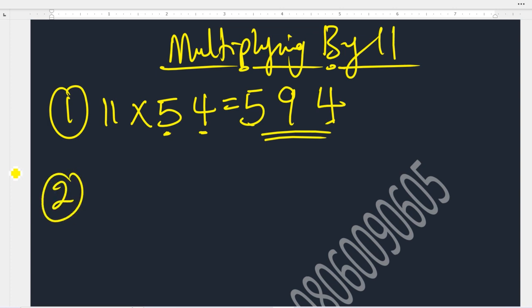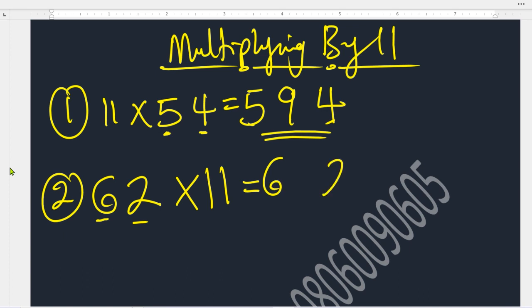Now look at the second example. 62 times 11. Write down 6 and 2. Give a space in between. Then add the two numbers together. 6 plus 2 is 8. Write 8 at the middle. The answer is 682. So I hope you understand that. That was what we did yesterday.